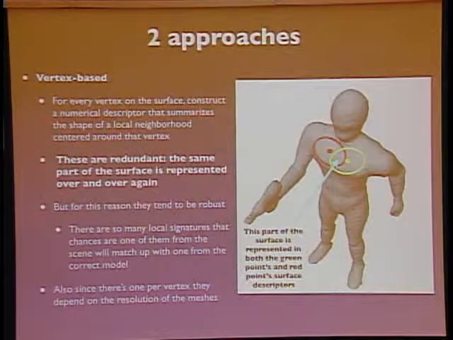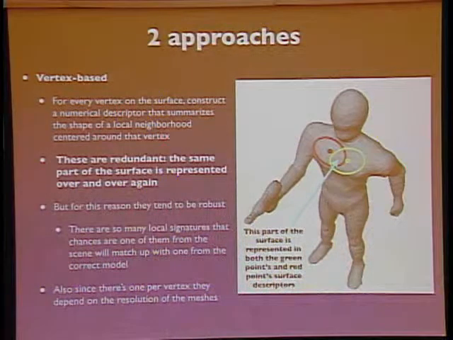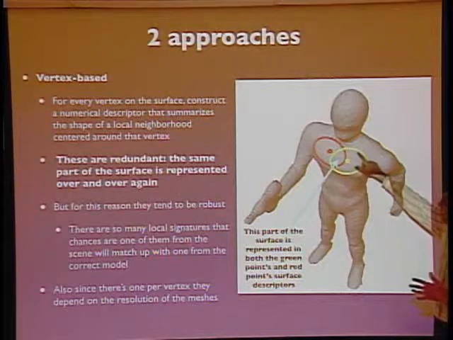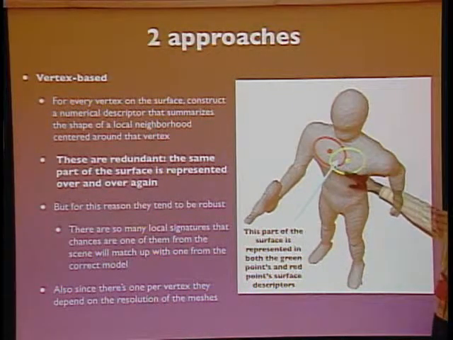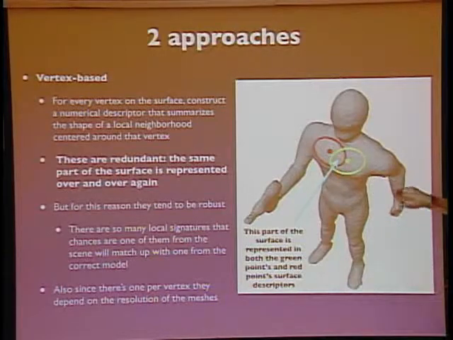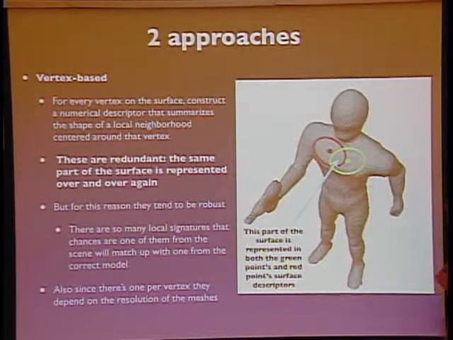The other approach is called vertex-based, which takes the other route. Instead of representing the object in terms of non-overlapping parts, it represents the shape of the object highly redundantly in terms of a set of highly overlapping so-called parts. In particular, for each vertex on the object, it considers the shape of the neighborhood that surrounds it. So it would think of this green circle area as being one part of the object, and the red circle area as being another part of the object, even though they overlap with each other a lot. You should see the downside to that already, which is that it's highly redundant. It basically represents the shape of this portion of the surface twice, in the shape signature for this guy and the shape signature for that guy. So it's highly, highly redundant. But for this reason, they tend to be pretty robust.